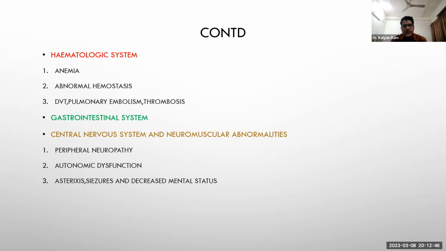Next, central nervous system and neuromuscular abnormalities. Mild symptoms like memory and attention deficits are common. And signs and symptoms of neuromuscular irritability can also occur in many patients. Peripheral neuropathy is present in almost 90% of the patients with end-stage renal disease. Autonomic dysfunction is present in around 50% of the patients, which manifests as orthostatic hypotension, cardiac arrhythmias, etc. Uremia causing asterixis, seizures, and decreased mental status is rare in these patients. Most of these effects will be reversed by renal transplantation.